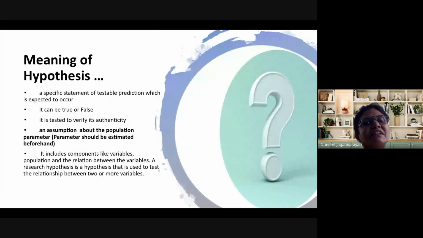So when I test it, I need to know how authentic is it. It's an assumption about the population parameter. Generally, we say, generally women like it, right? But how is it in this society? This society also is women dominated.